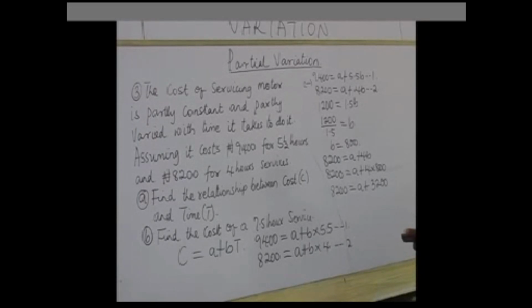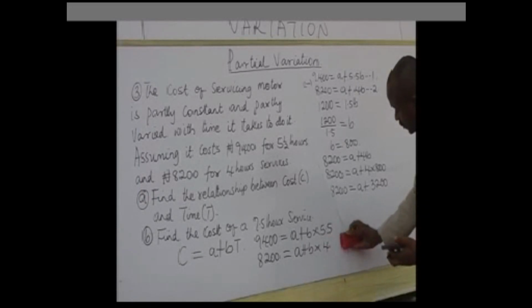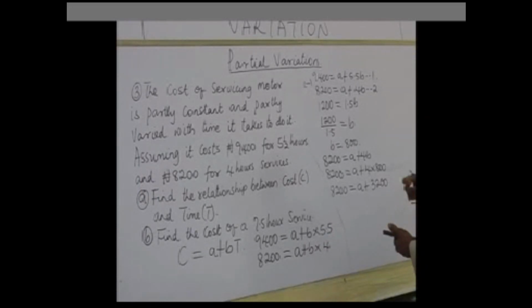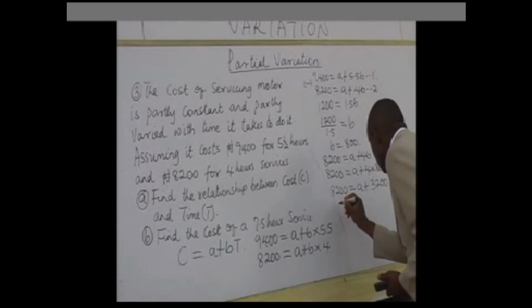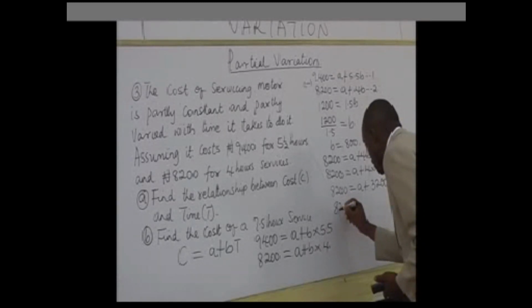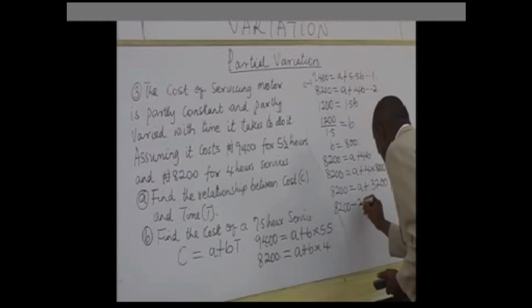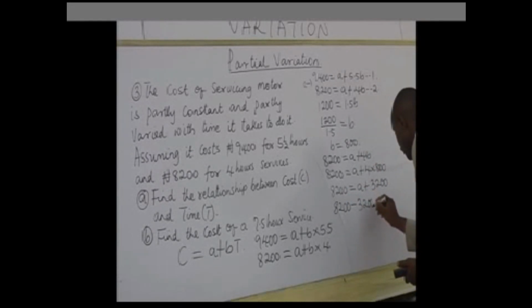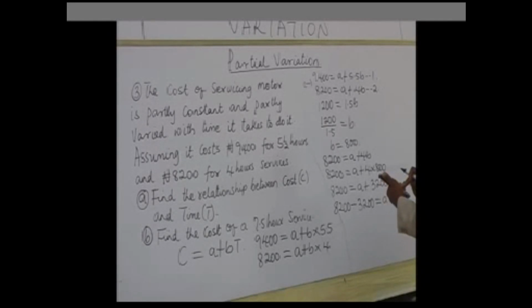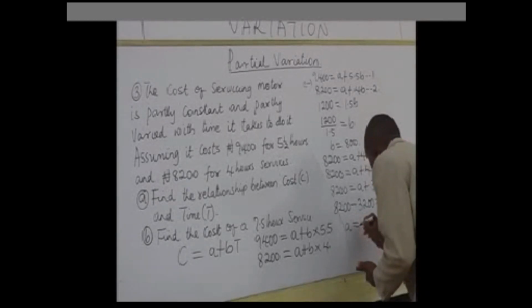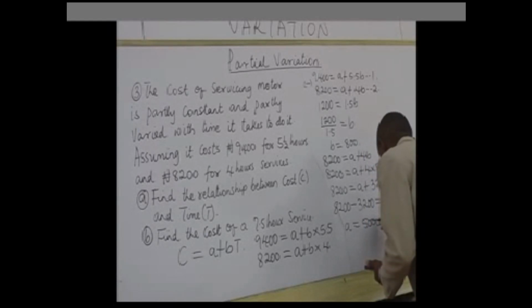Subtract 3,200 from both sides. I want to clean off this equation 1 and equation 2 so that I can have space. So if you subtract that, you are going to have 8,200 minus 3,200, and it's going to be equal to A. Do that subtraction. 8,200 minus 3,200, giving me 5,000. That means A is equal to 5,000.